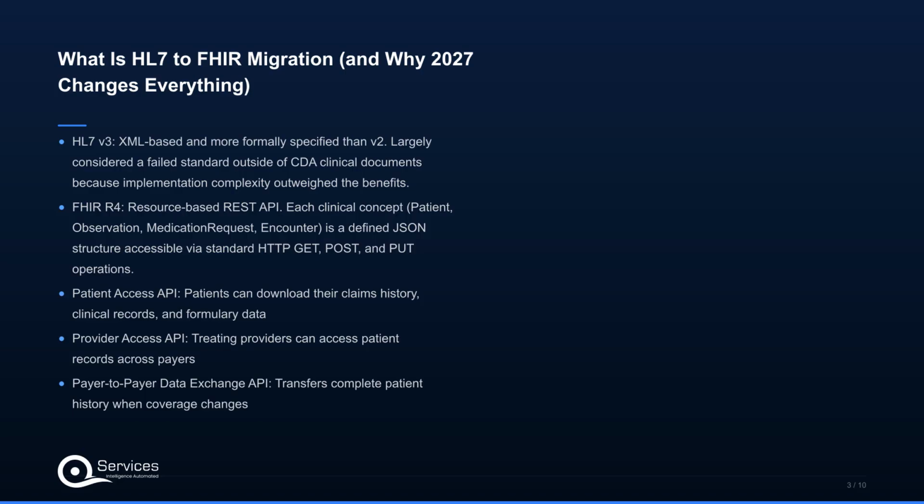HL7 v2 was designed in the 1980s around pipe-delimited flat file messages sent over a proprietary TCP protocol called MLLP. FHIR treats every clinical concept as a structured API resource, queryable and returnable via standard web conventions that any developer with REST experience can work with immediately. The CMS interoperability and prior authorization final rule requires payers and providers participating in CMS programs to implement FHIR or FHIR-based APIs by January 2027.